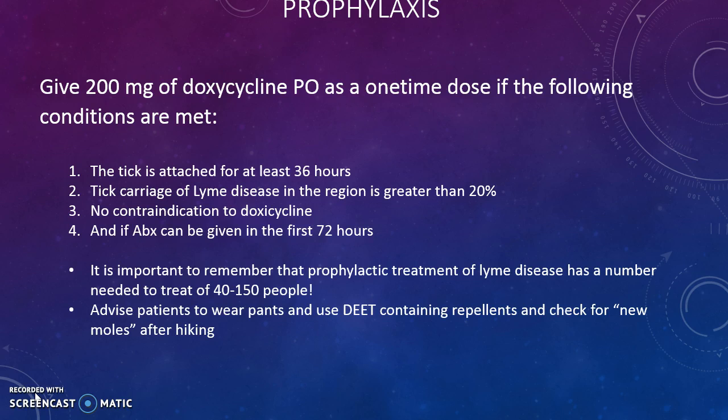It's important to remember that the prophylactic treatment of Lyme disease has a number needed to treat of 400 to 150 people just to prevent one case of the disease. And also, just be sure to advise patients to wear pants and use DEET-containing repellents and check for new moles after hiking.